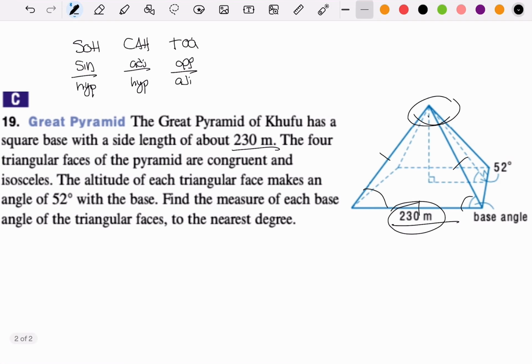The altitude of each triangular face makes an angle of 52 degrees with the base. Find the measure of each base angle.